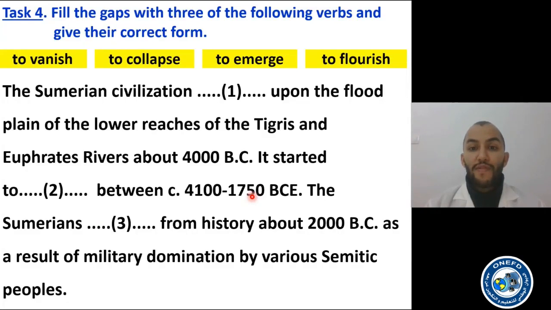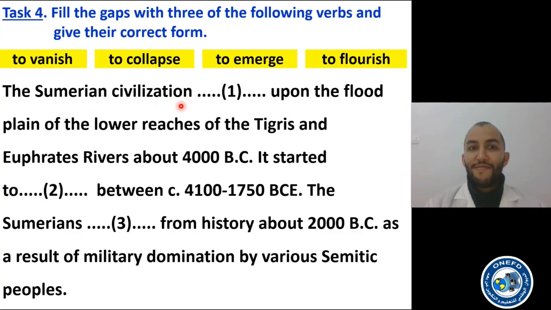Fill the gaps with 3 of the following verbs and give their correct form. It means that here again you have 4 words, the same words that we have been working with, but here you have only 3 gaps. So not only are you going to choose just 3 from this list, but you are going to put them in the correct form, possibly to conjugate them. Is that okay?